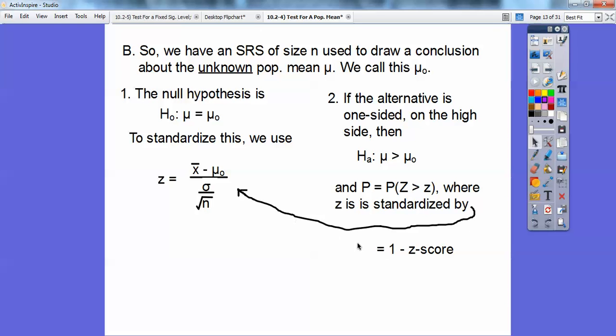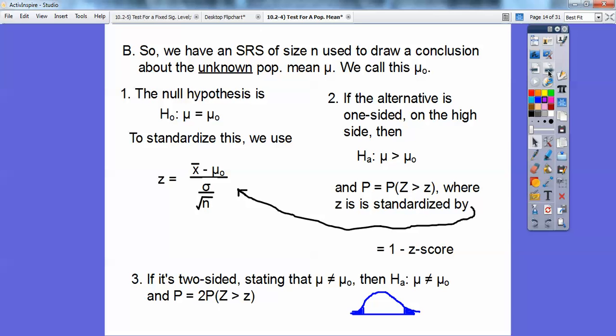Then for your p-value, you do your z-standardized conversion by using this formula right here. Then we do that bell-shaped curve, and we do 1 minus this because this is for greater than, and your table always gives you to the left. So if they ask you for less than, you do to the left. But if they ask for greater than, you do to the right, and you have to do 1 minus that. And number 3, if it's two-sided, stating that they're just not equal, then you have to do twice your p-value because it's two tails. You find one of them and then double it for the other one.